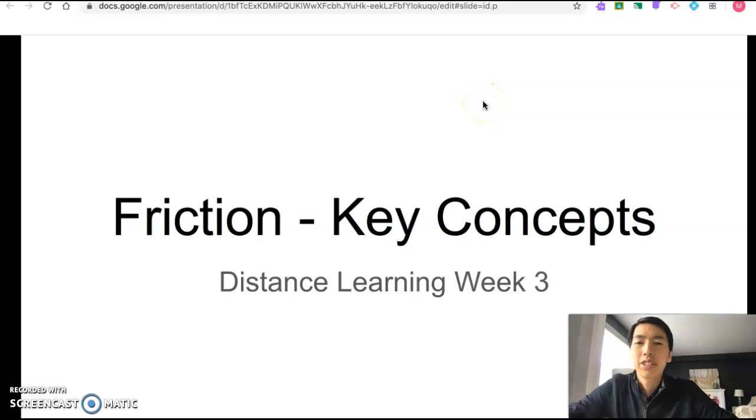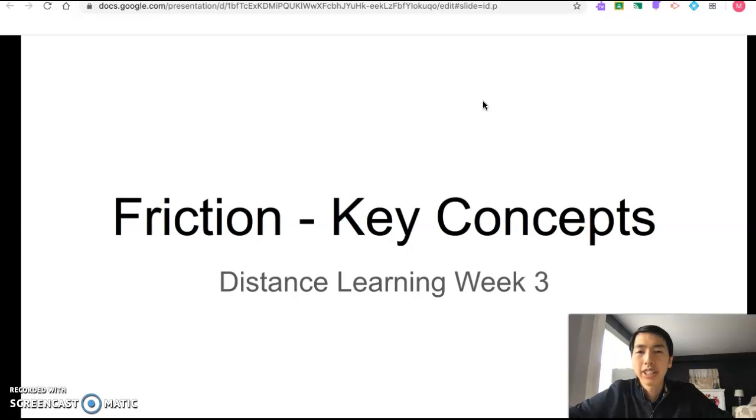Hi everyone. So today we're going to start a new topic in physics. This is going to be the last topic in Unit 2 on forces. And this topic is the force of friction. So I'm going to split this up into a few lessons actually, starting with the key concepts of friction, and then after that we'll look at solving some different types of problems.